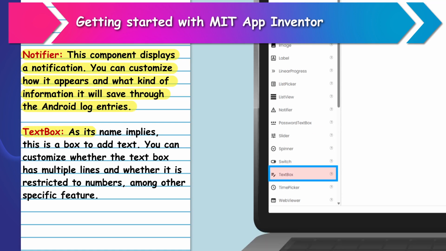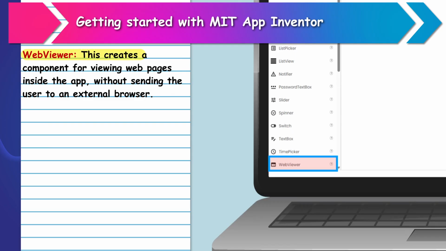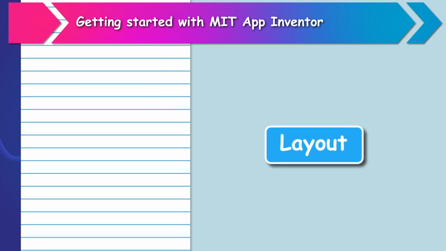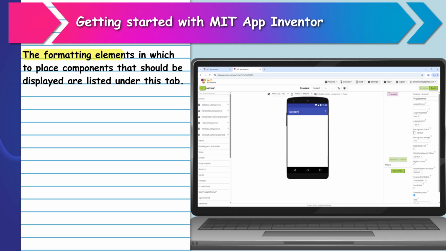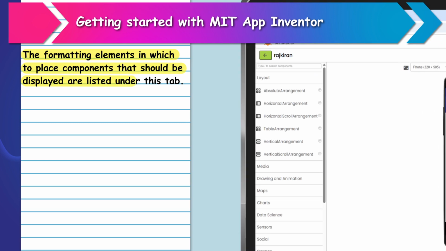Text box. As its name implies, this is a box to add text. You can customize whether the text box has multiple lines and whether it is restricted to numbers, among other specific features. Web viewer. This creates a component for viewing web pages inside the app without sending the user to an external browser. Layout. The formatting elements in which to place components that should be displayed are listed under this tab.